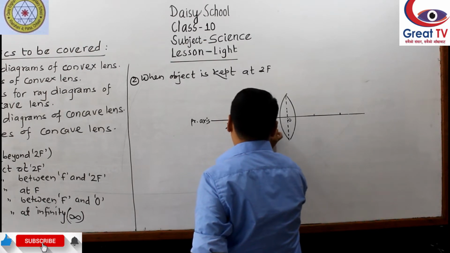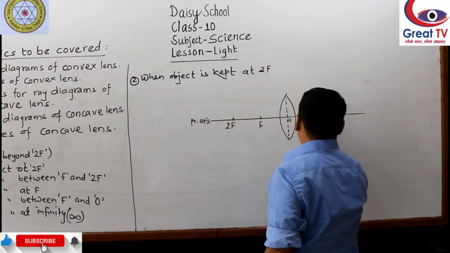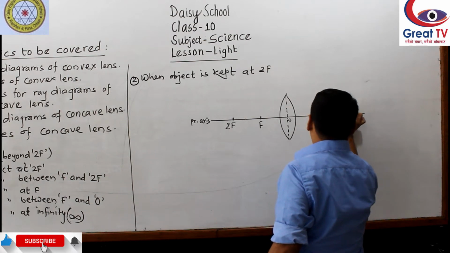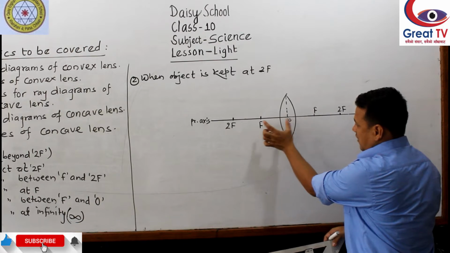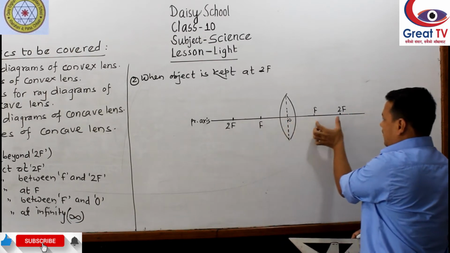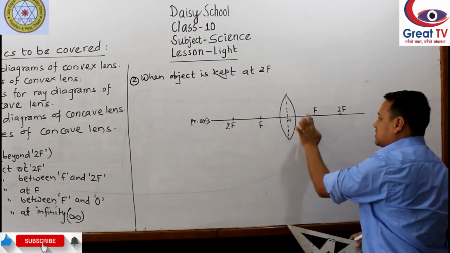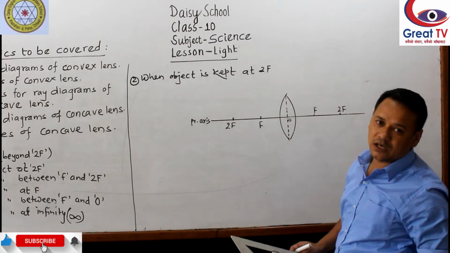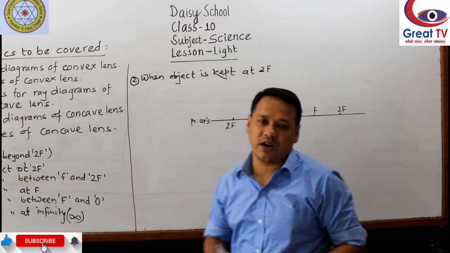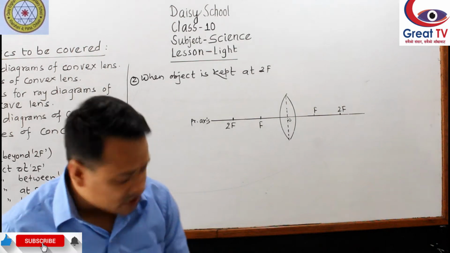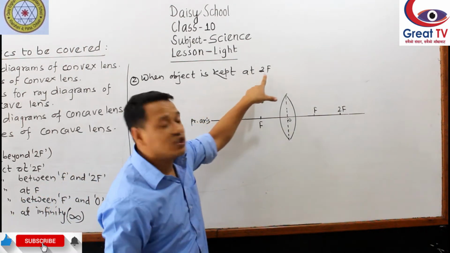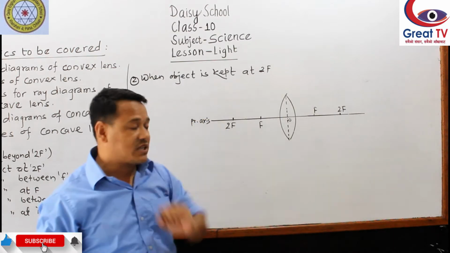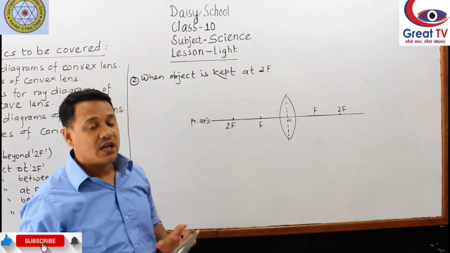2f, f, 2f. You know these are all 4 parts: O to f, f to 2f, O to f, f to 2f. All 4 parts must be equal. You know this because we have discussed it already in the previous video. Now, according to the question, object at 2f. Now we have to keep the object at 2f.